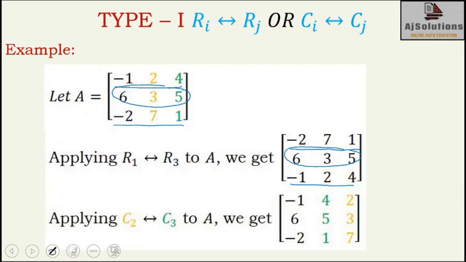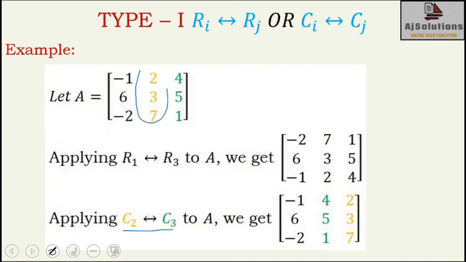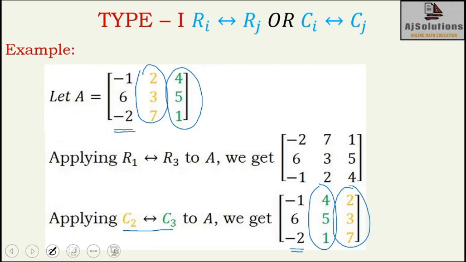And now I have applied C2 interchange with C3. So you can see C2 in place of C3 and C3 in place of C2, and this C1 is as it is. There is no change in C1. C1 is at the same position. Okay. So I hope type 1 elementary transformation must be clear.